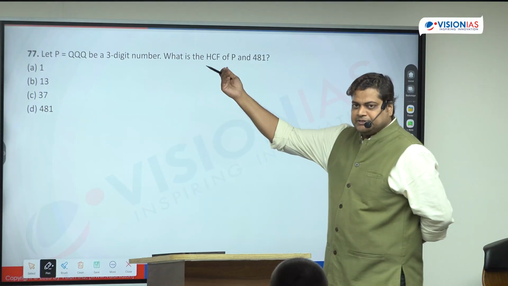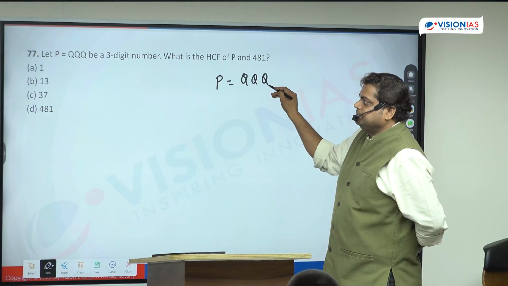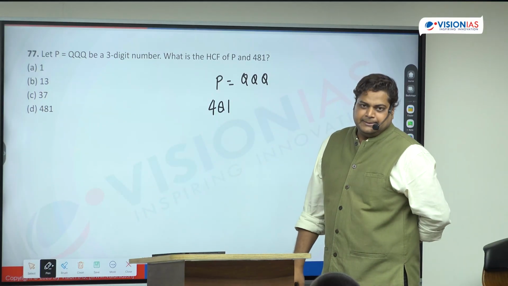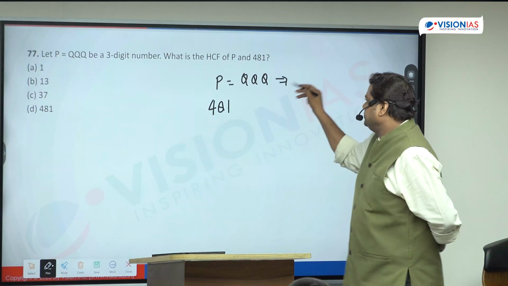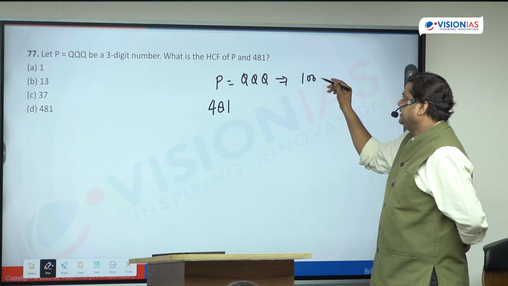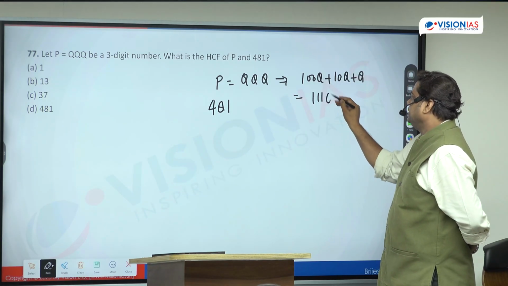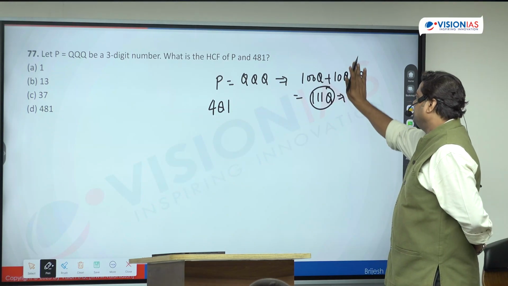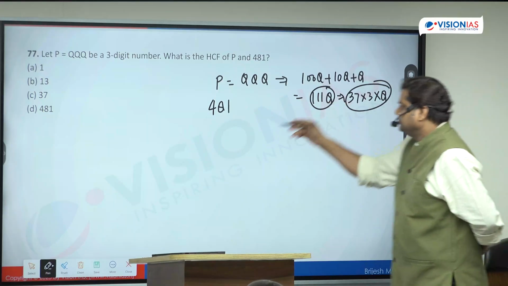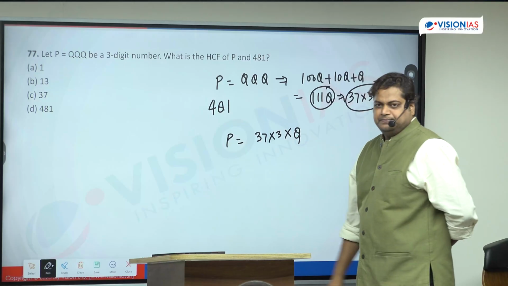Let us see this question once, and after that, let P be equal to QQQ, a 3-digit number, and another number we are given, 481. So Q, if we take the place values, the place value is what? 100q plus 10q plus q. This is what? 111q. Basically, 111 we can write as 37 into 3 into q. This way we can write. So the first number P is what? 37 into 3 into q. This is the first number.